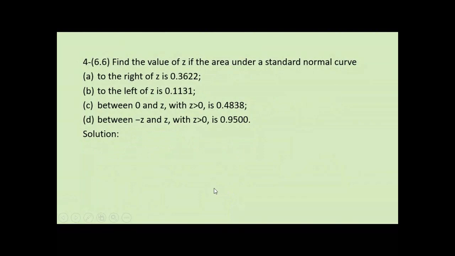Now this problem is good. We need to have the normal distribution table. We will try to finish this syllabus. It is problem number 4.